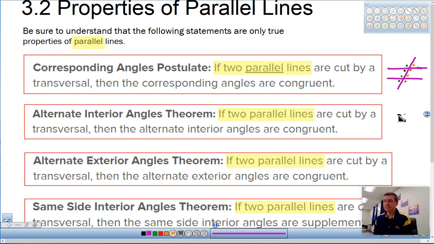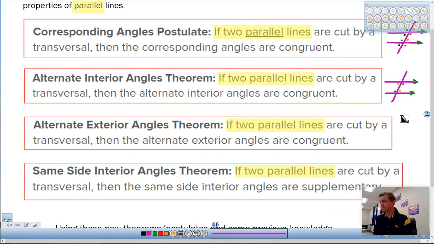On alternate interior angles with parallel lines. Remember, alternate means opposite sides of the transversal. We also talked about it being opposite groups. These are alternate interior. These are alternate interior. And on parallel lines, maybe I should note that, those angles would be congruent.